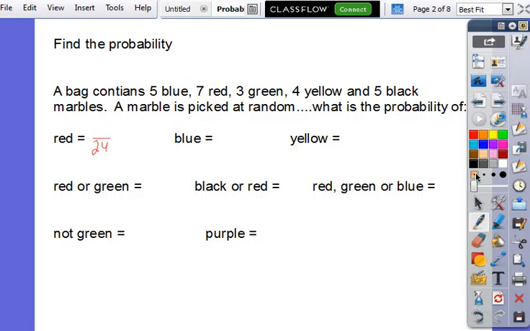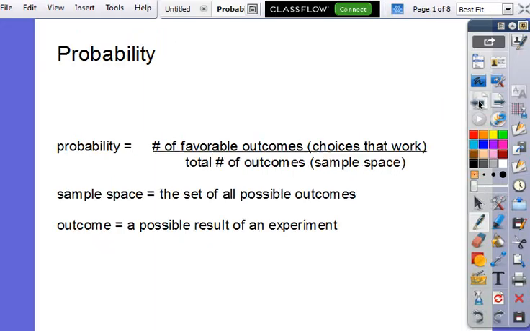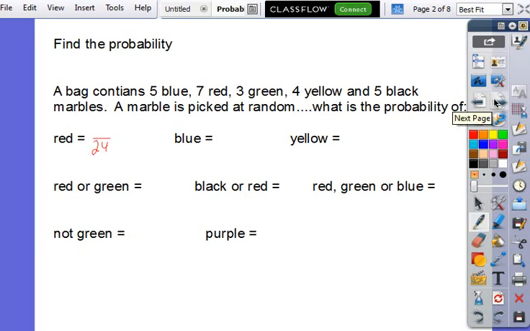So then I say, well, what works? If we go back, what is the favorable outcome in this one? What am I looking for? Red. The reds. Those are the favorable outcomes. Those are the things that work. How many reds do I have? 7. So I do 7 over 24. Can I simplify that? No, then I'm done. That's it. Go to the next one.